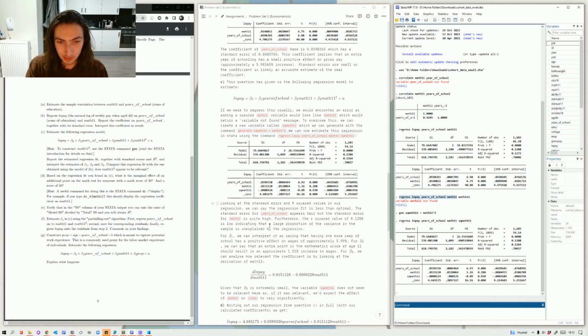The R squared value is low because a large proportion of the variance in the sample is unexplained by the regression. So variance in the sample is what it measures. There's a large amount of variance in the sample that is not explained by this regression. That's what I'm going for.